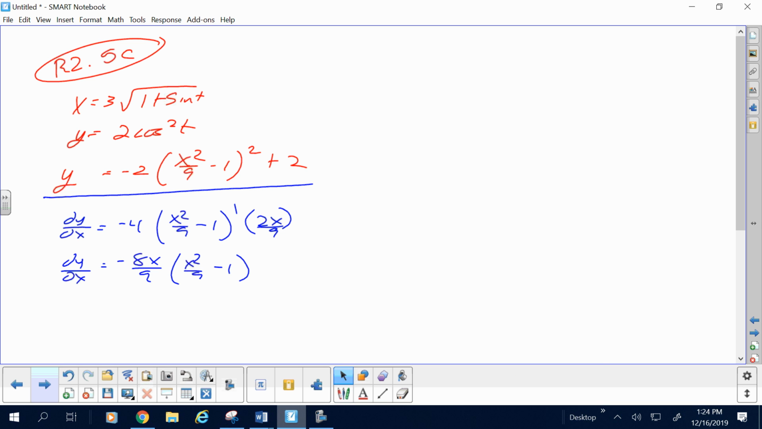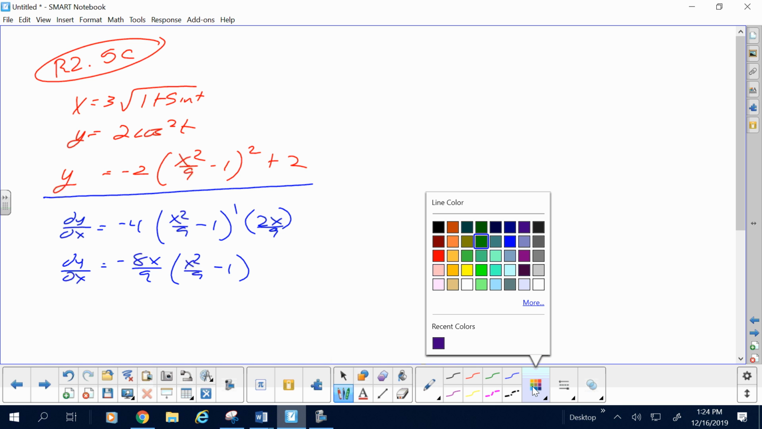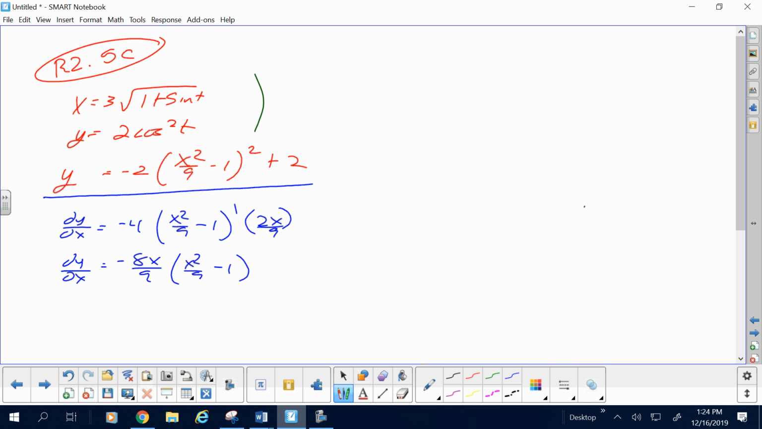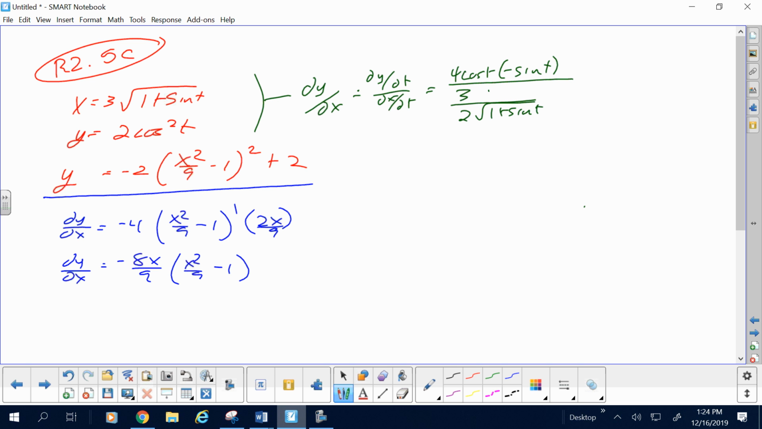All right, now we also know that we could find dy dx by taking the derivative with respect to t. dy dt is 4 cosine of t times negative sine of t over 3, 2 root 1 plus sine t's cosine of t. All right, so the first part is to get the 2 derivatives. So far, so good? Yes? No? Yeah. Okay, now the hard part is to prove they're equal.